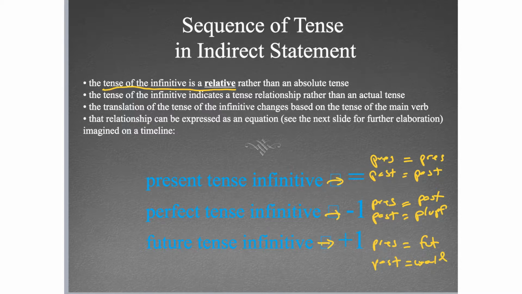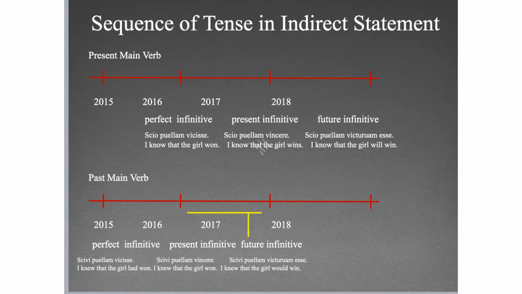All right, let's take a look at some more examples. So here's that timeline. With the present main verb, there's my present main verb. And obviously we're moving to the right, kind of towards the future, with the present main verb. And these are some examples here.